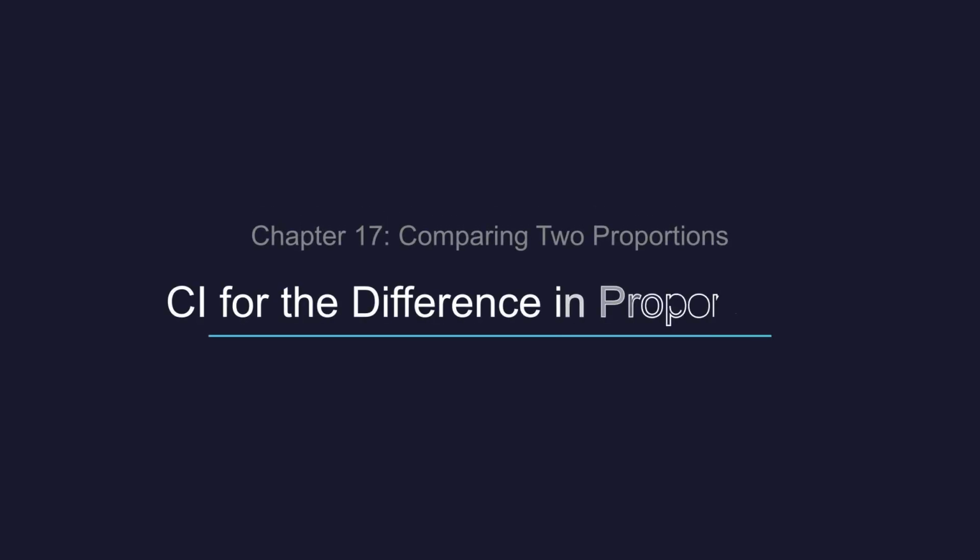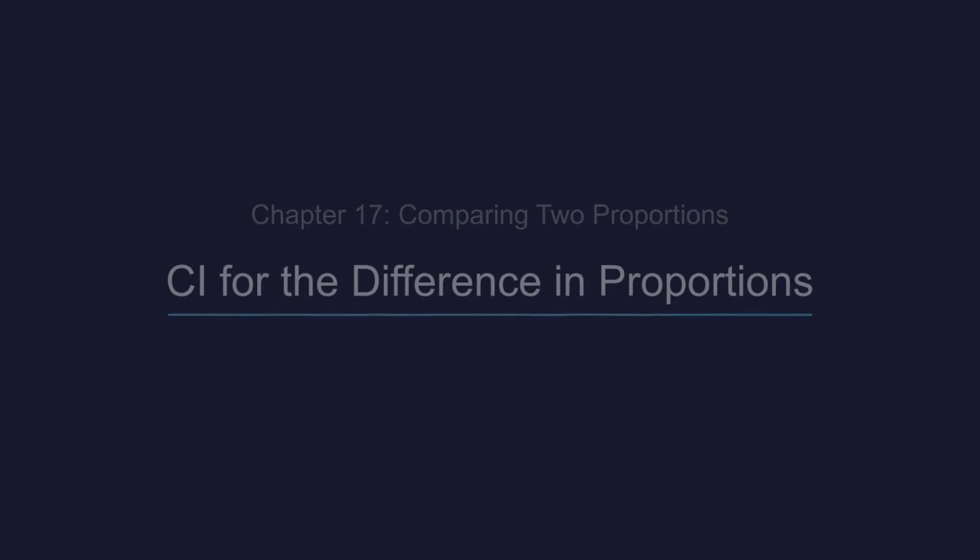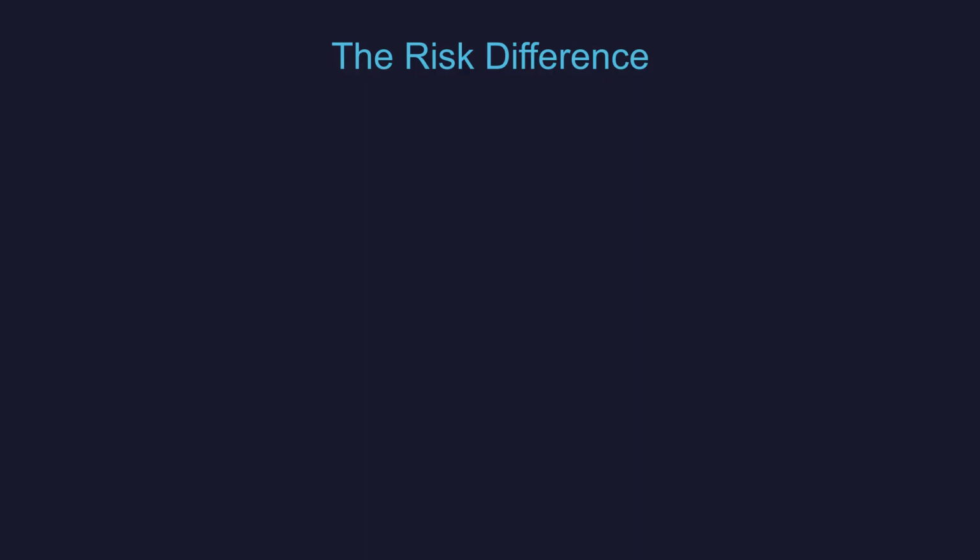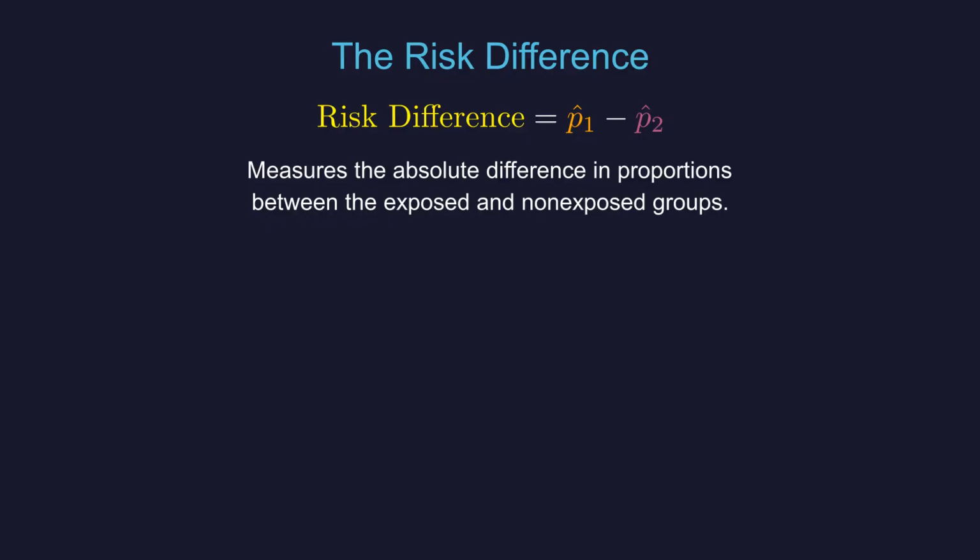Confidence interval for the difference in proportions. The risk difference is simply the absolute difference between two proportions. It equals p hat 1 minus p hat 2, measuring how much more likely the outcome is in the exposed group compared to the non-exposed group.